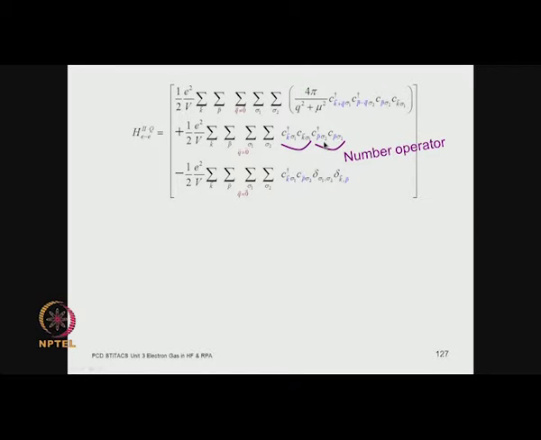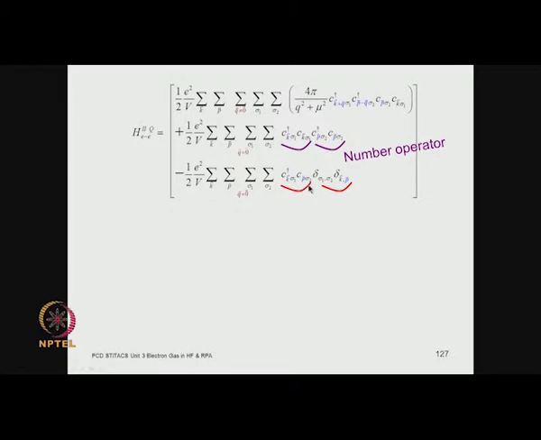Okay, C dagger C is the number operator. What about this term? This also has a C dagger C, but the subscript here is k sigma 1 and the subscript here is p sigma 2. No problem, because sigma 1 must be equal to sigma 2 and k must be equal to p. So, because of this Kronecker delta, this is also actually a number operator, okay?